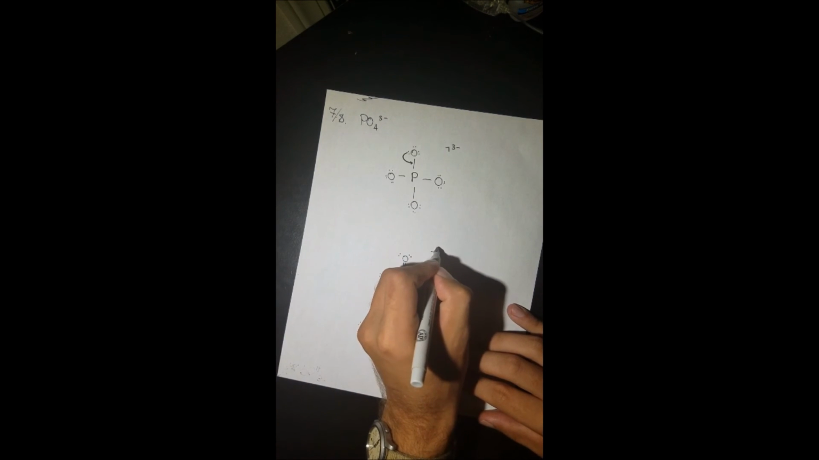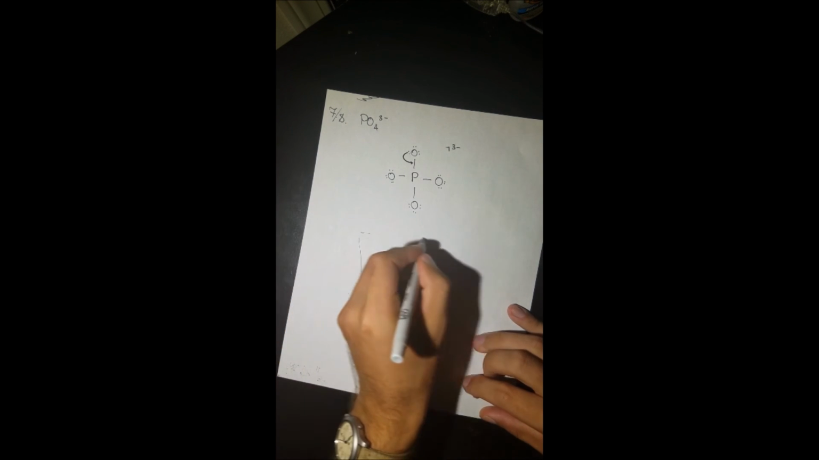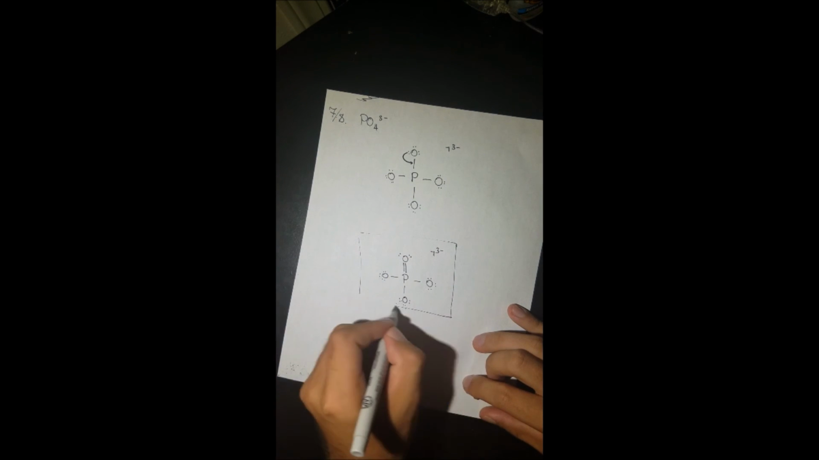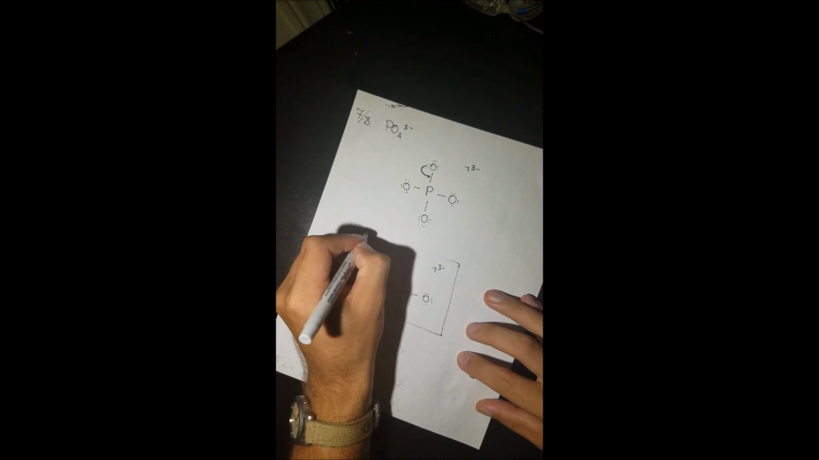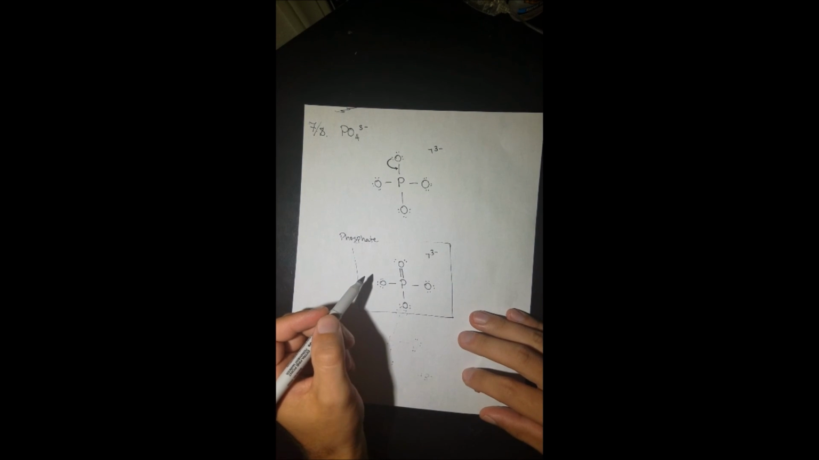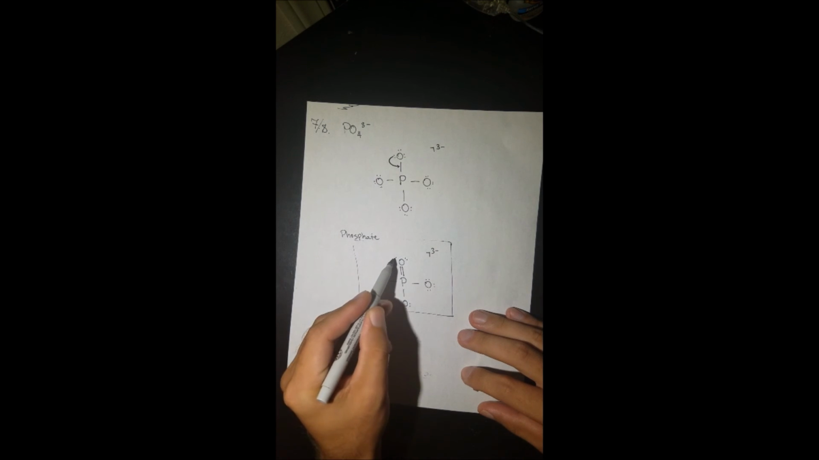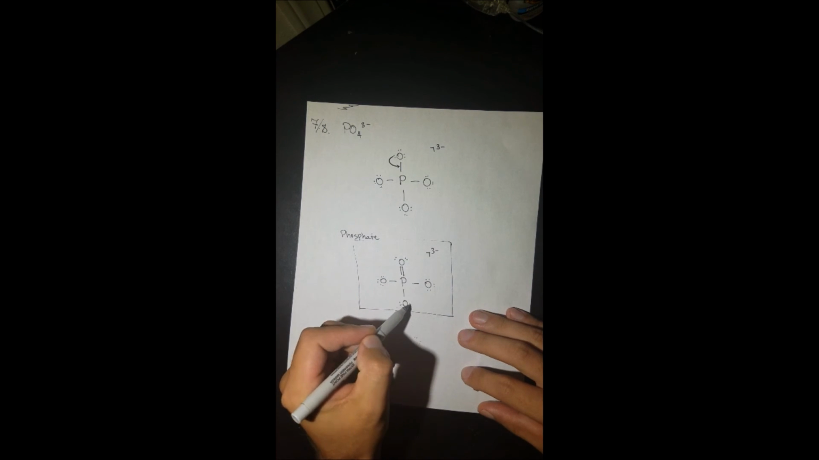And let's remember our charge, just like that. So now this right here is the structure of phosphate, PO4 3-. Now we can count the electrons. Now we can see why I like to draw the structure first, because I can just literally count 2, 4, 6, 8, 10, 12, 14, 16, 18, 20, 22. Are we done? No, we're not done.